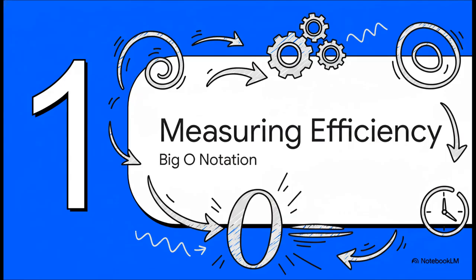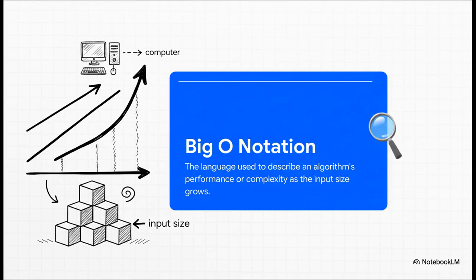All right, so to figure out how to pick the fast algorithm, we need a way to measure speed, right? But here's the thing, we're not going to use a stopwatch. Instead, programmers use this really powerful idea called Big O notation. You can think of it as the language we use to talk about how efficient our code is. So what exactly is Big O?